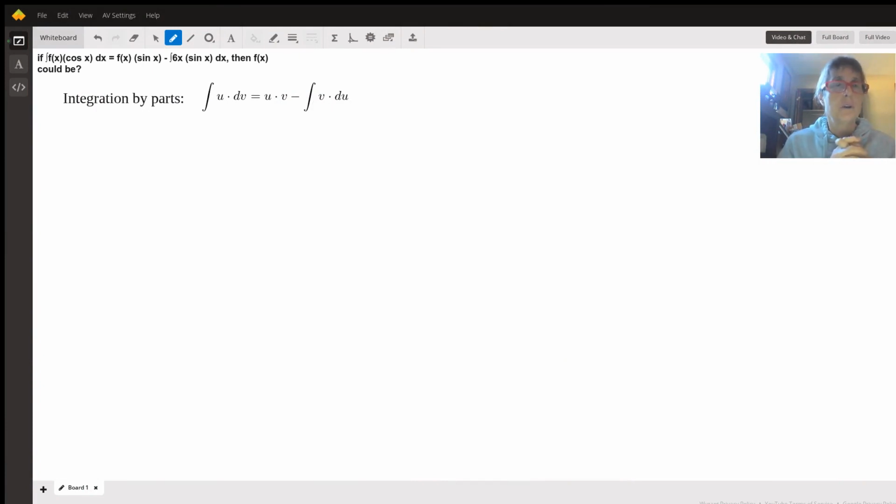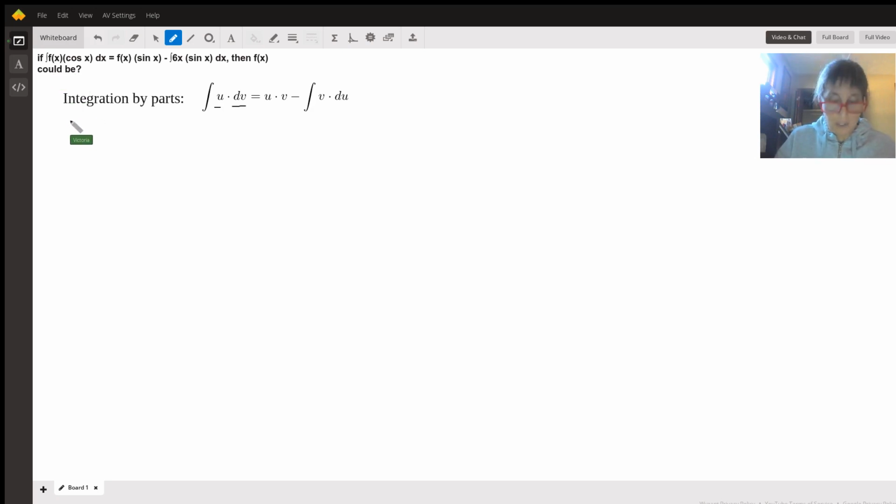Hi, we're going to talk about what f of x can be in this problem that's given above. So we're going to need to use integration by parts, which has a formula, which is the original integral, which has some function called u, which is a function of x, and dv, which is also a function of x.